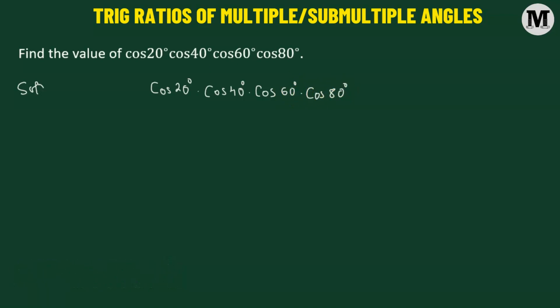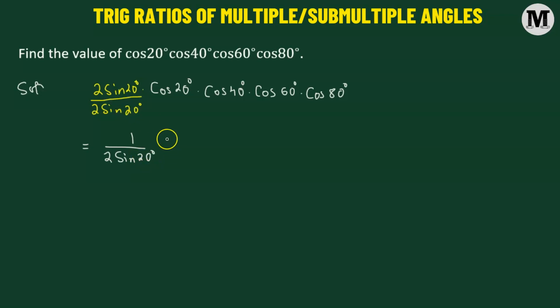So what we'll do, we are going to multiply the entire expression with 2 times sine 20 degrees. Now that's an extra factor that we're multiplying with, so we'll have to take care of it by dividing by 2 sine 20 degrees. Now there's a reason why we are multiplying and dividing by 2 sine 20 degrees, because now we have 1 over 2 times sine 20 degrees.